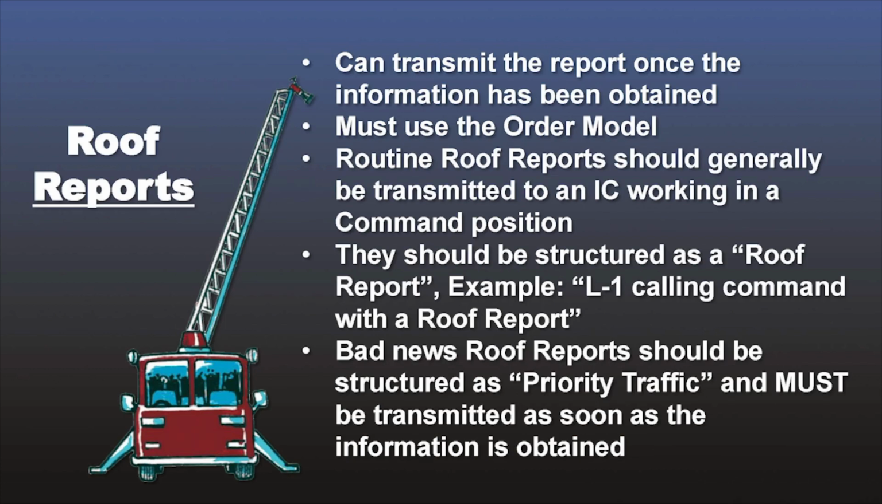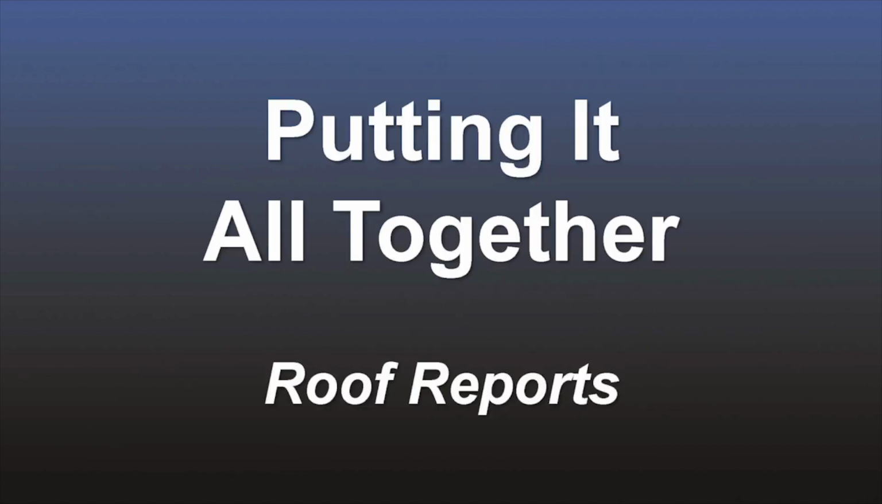Ladder companies assigned to the roof should provide a roof report to command soon after making access to the roof. In the event that there are no red flags to be reported to command, a standard roof report would sound like this: Ladder 1 calling command with a roof report. In the event that there is priority information that has to be communicated, the roof report would sound like this: Ladder 1 calling command with the priority traffic roof report. Putting it all together, roof reports.